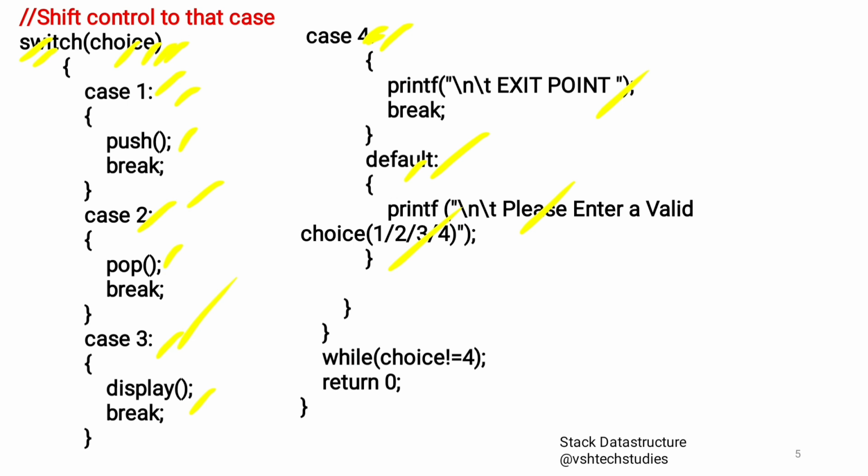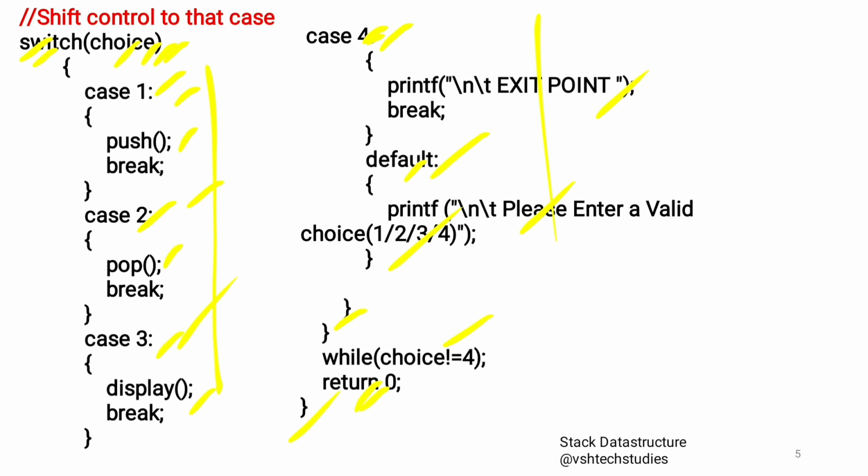So here the do while loop is over. While choice is not equal to 4, this whole thing must be executed, calling the corresponding function. In those functions, what is there? We'll see next. Here return 0 means int main, from where program execution had started. This is the end of the program.